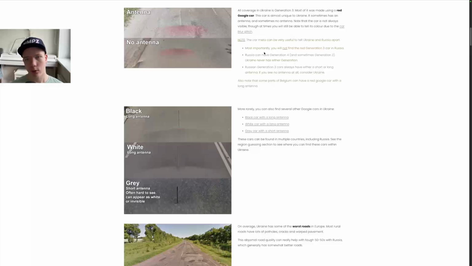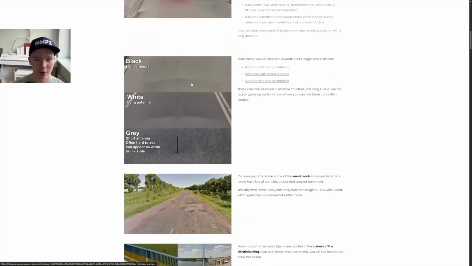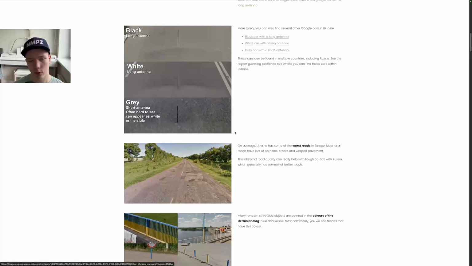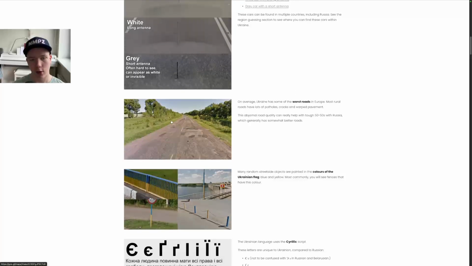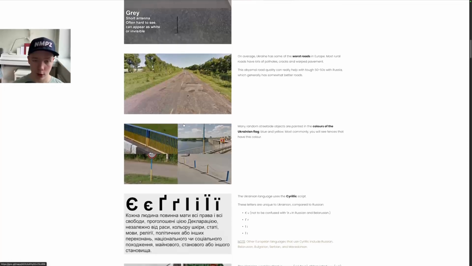But there are quite a bit of different notes here. Only Gen 3 in Ukraine again. Only Gen 3. And also some different cars, but not really any of them are something that you will see often. Pretty much always you just have the red car or you don't see the car at all. Ukraine has really bad road quality. Kind of looks like this and can even look a bit worse, but some roads can look better as well.